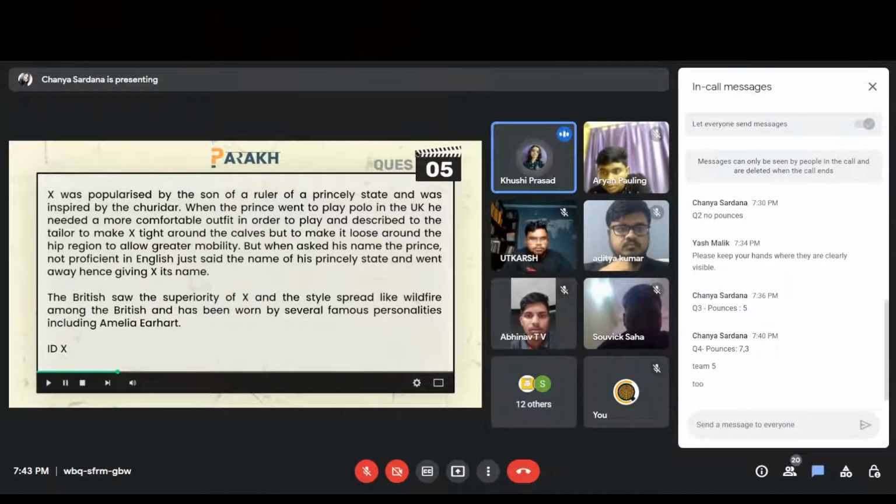But when asked his name, the prince, not proficient in English, just said the name of his princely state and went away, hence giving X its name. The British saw the superiority of X and the style spread like wildfire among the British and has been worn by several famous personalities including Amelia Earhart. Identify X. Direct for team 1 and the pounce windows are open.